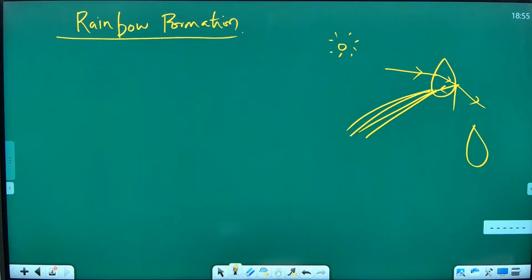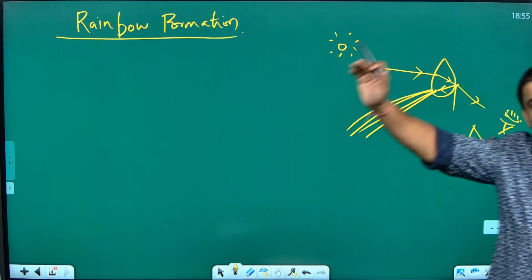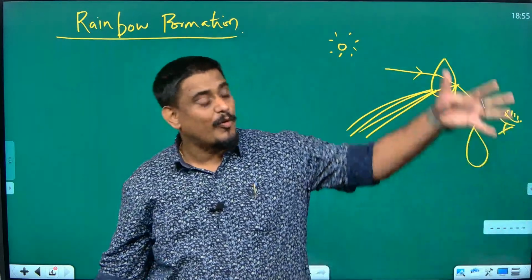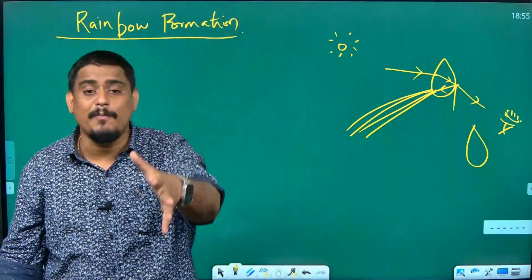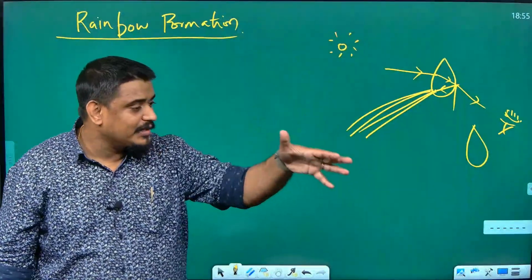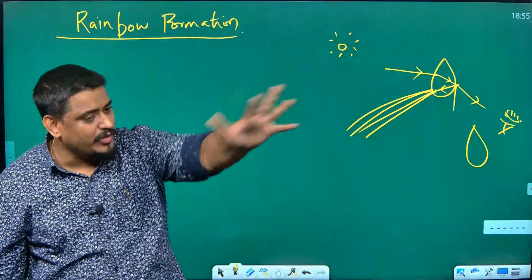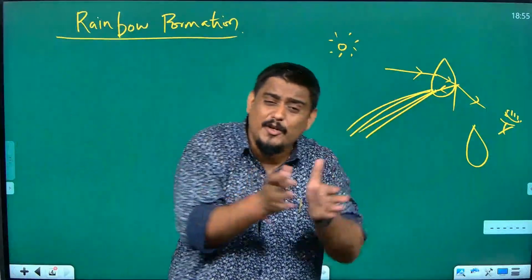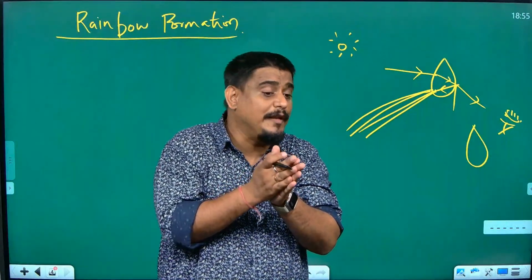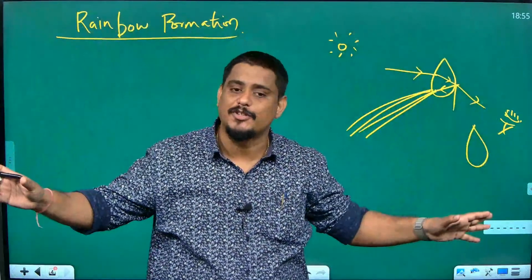Are you getting my point? If you are standing here and looking, you will be able to see the rainbow formation. There is not only one drop, there are millions of drops like that. Imagine rays going from all those millions of drops and forming the 7 colors. All of these combine together and give you the feeling of a rainbow formation.